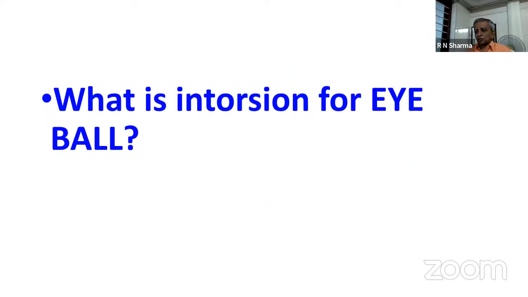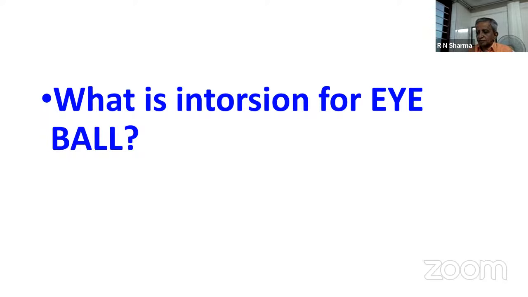What is intorsion for the eyeball? That we should know. It is a globe, a rounded structure, and the anterior portion is like a clock. So if the 12 o'clock meridian is moving towards the nose or the midline, the 6 o'clock will move outward. So the standard teaching is: what is the movement of the 12 o'clock meridian? Is it moving towards the nose or away from the nose?